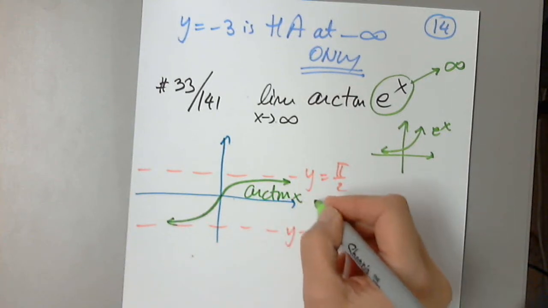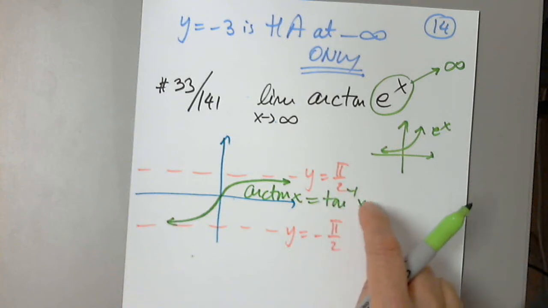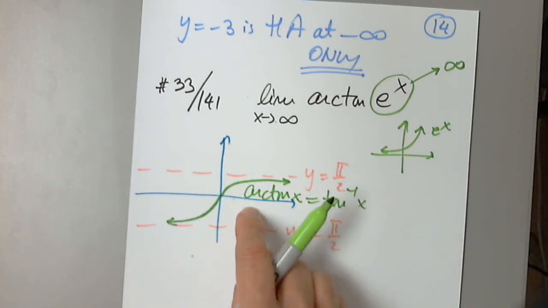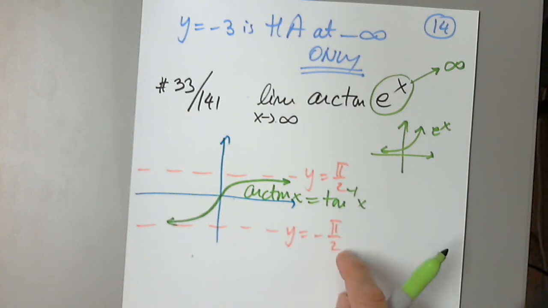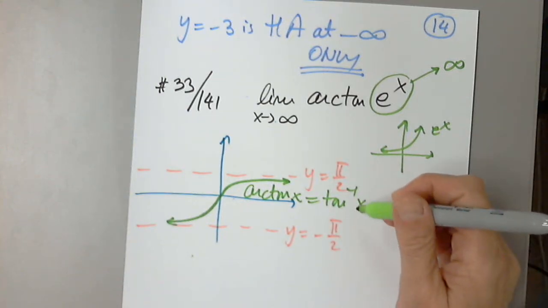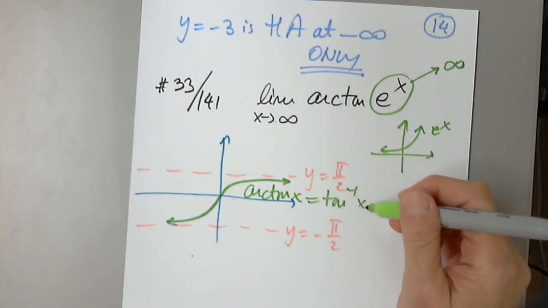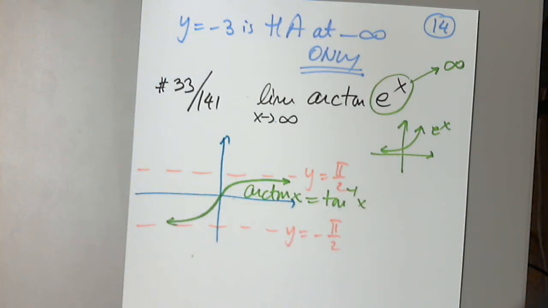Arc tangent x is the same as tangent inverse x. Please do not say that this is 1 over tangent. This is just a name, a different notation. They are the same function, but different notation. This is not 1 over tangent. This is the inverse tangent, the function that is the inverse of tangent. Or you say arc tangent.